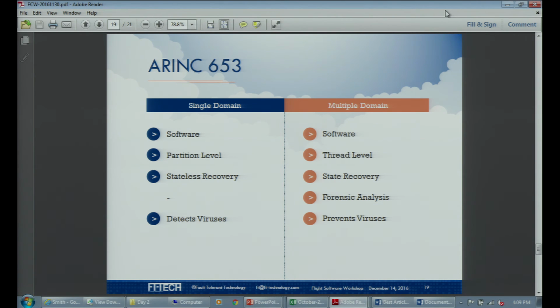So in a single domain system, when you get a failure like that, you get a partition level failure. In multi-domain you get a thread level failure. You get a stateless recovery. You get a stateful recovery, and you get forensics analysis. So what I was saying is you can recover. You can replay the error up to the point of failure. Single domain systems, you detect viruses. Multi-domain systems, you prevent them.